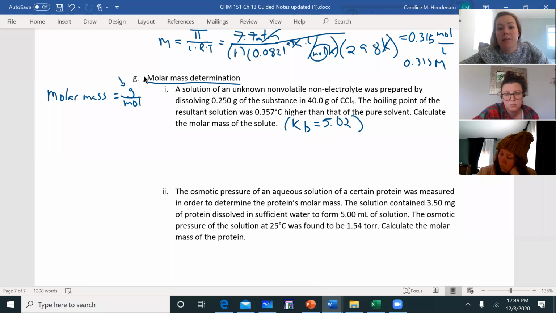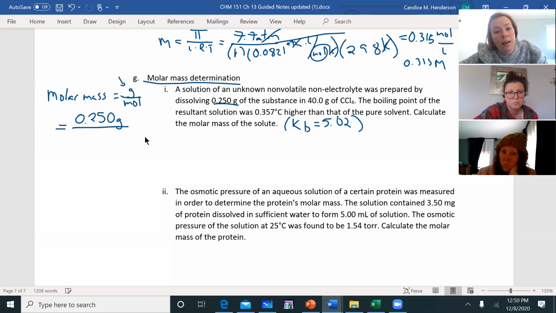So we want to figure out molar mass. I actually already know the grams of it. It says that we dissolved 0.250 grams. So I'm going to plug that in to my equation over here. I've got 0.250 grams of this unknown solute. What I need to calculate are my moles of this solute in solution. Now, how do I get moles? Well, with these problems, I would look at what is it talking about? It's talking about a change in temperature. It's talking about Kb. So I'm going to write that equation for the change in my boiling temperature.